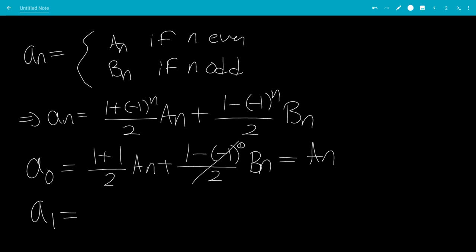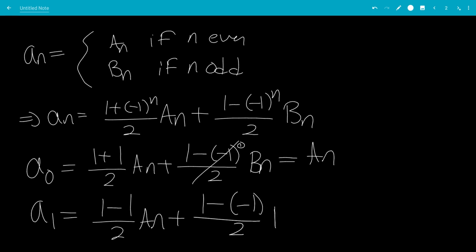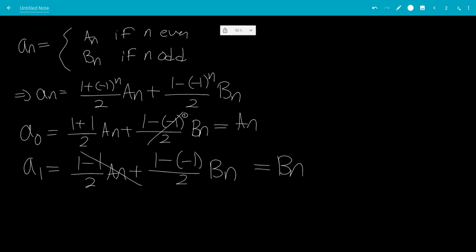A sub 1 is (1 minus 1) over 2 times A(n), plus (1 minus negative 1) over 2 times B(n). 1 minus 1 is 0, and 1 minus negative 1 is 2, over 2 is B(n). So this sum works. This is equivalent to the top sum.